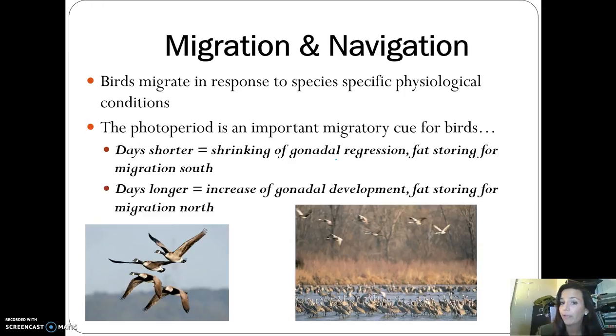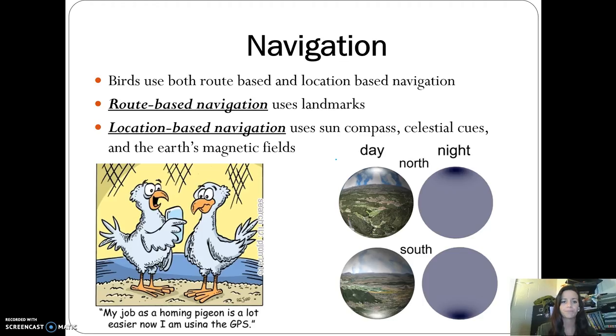They do migrate in response to certain physiological conditions. There's a photoperiod that is their cue. So when the days start getting shorter, their reproductive organs shrink and they start storing fat, and this means they're going to migrate south. Then, as the days start becoming longer, they increase their development for reproduction and they start storing fat again, but this time to migrate north. And then once they get there, that's when they'll start reproducing.